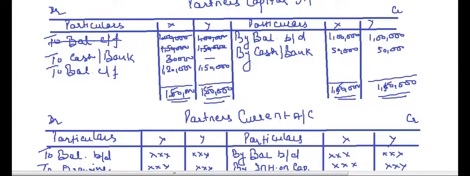Clear? So I have told you, under the fixed capitals, the capitals will remain fixed. They will change only in case additional capital is introduced in the business, or in case the capital is withdrawn from the business, not for personal use. And all the appropriations to the capital accounts will be done through partners' current accounts. So in the fixed capitals, we will prepare two accounts, partners' capital account and the partners' current account. Now see what we will do under the fluctuating capitals.